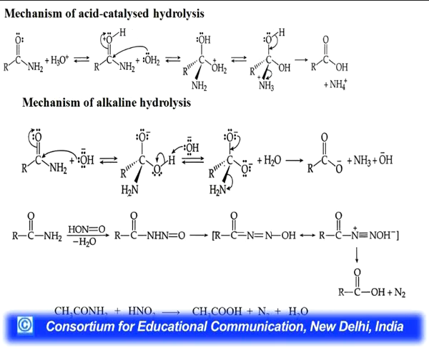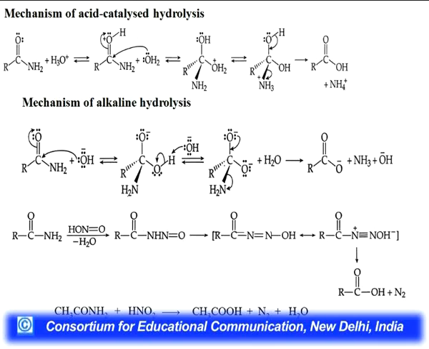This is the mechanism of hydrolysis by acid catalyzed and by alkaline hydrolysis. You can see in the acid catalyzed, first of all, protonation of the carbonyl group will take place. Then there is an attachment of a water molecule to the carbonyl group. Then there is an elimination of NH4 ammonium ion by the proton.